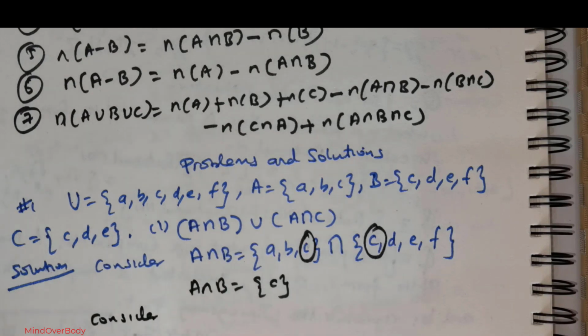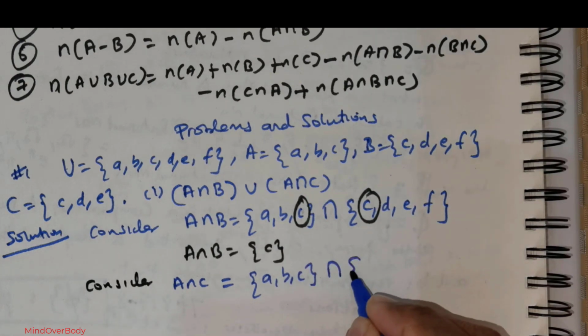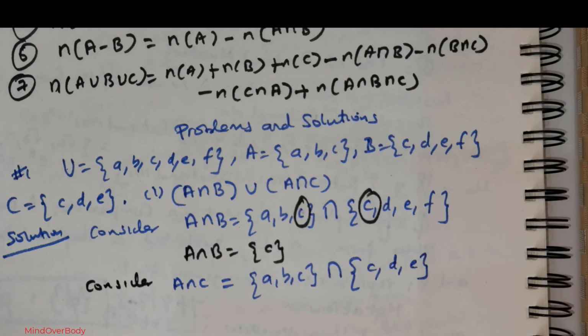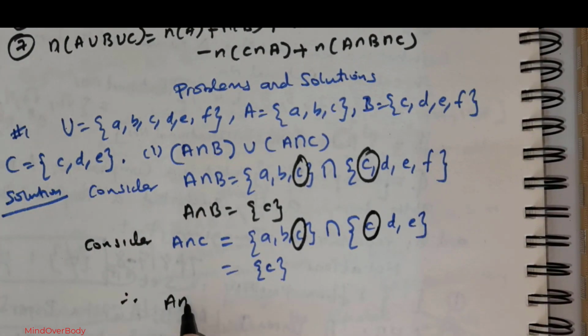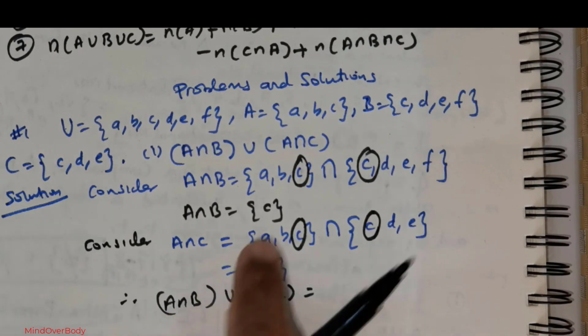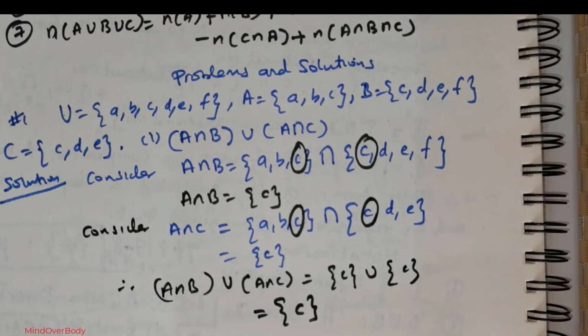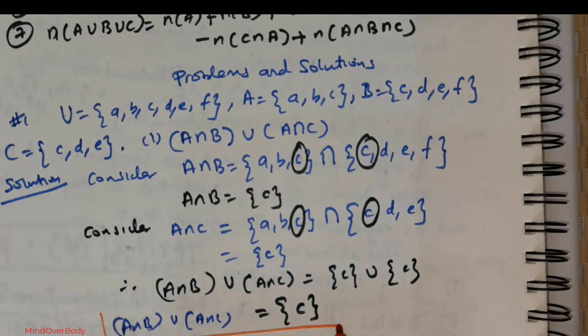Next, consider A intersection C. What is A? A, B, C intersection with C, D, E. What is common? Just C is common. So write that down, equal to C. Now therefore, A intersection B union A intersection C: A intersection B is C, union A intersection C is C. C union C is what? Just one C. So that's the solution, right? So this is the solution, A intersection B union A intersection C, and probably you can put it in a box.